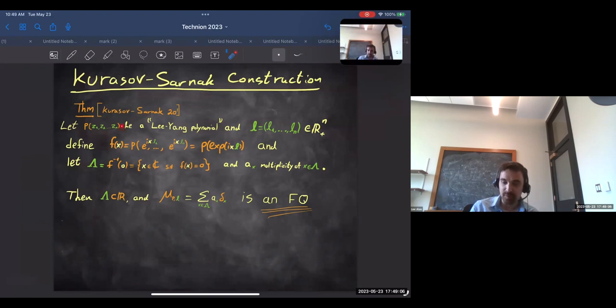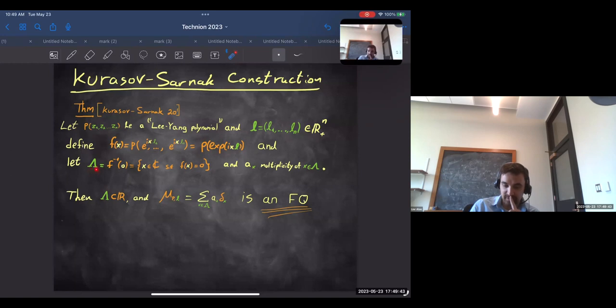We start with some special polynomials. We call these polynomials Lee-Yang polynomials. I will define this later. And some set of positive numbers, some vector of positive numbers. And we define this function f of x. We take the polynomial and we plug in e to the i x l1 up to e to the i x ln. I would abbreviate it from now on as p of exponent of i x l. So exponent of i x l is this vector.